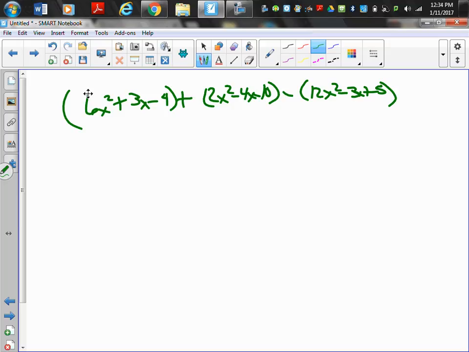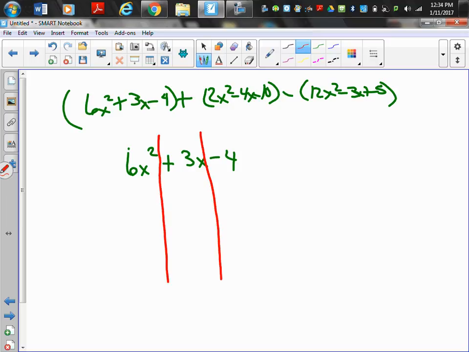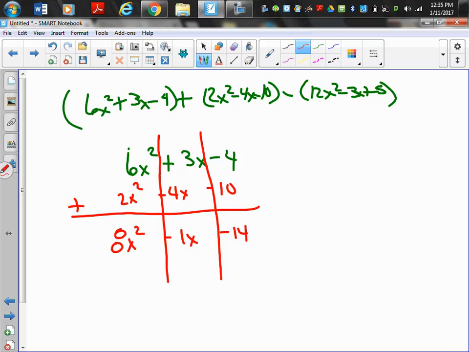Alright, you do it just like the old order of operations. You do addition and subtraction from left to right. So the first thing you do is you're going to add these. 6x squared plus 3x minus 4, and then you have 2x squared minus 4x minus 10. Put them together. So that's minus 14, minus 1x, and 8x squared.